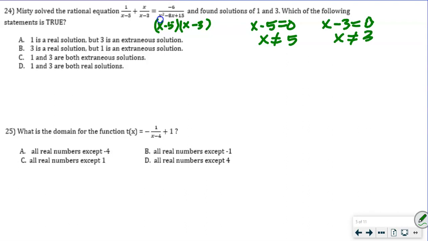And it says that they found the solutions of 1 and 3. Which of the following statements is true? So if 1's a real solution and 3 is an extraneous solution, that would be the answer, right? Because they found both and 3 cannot be an answer.